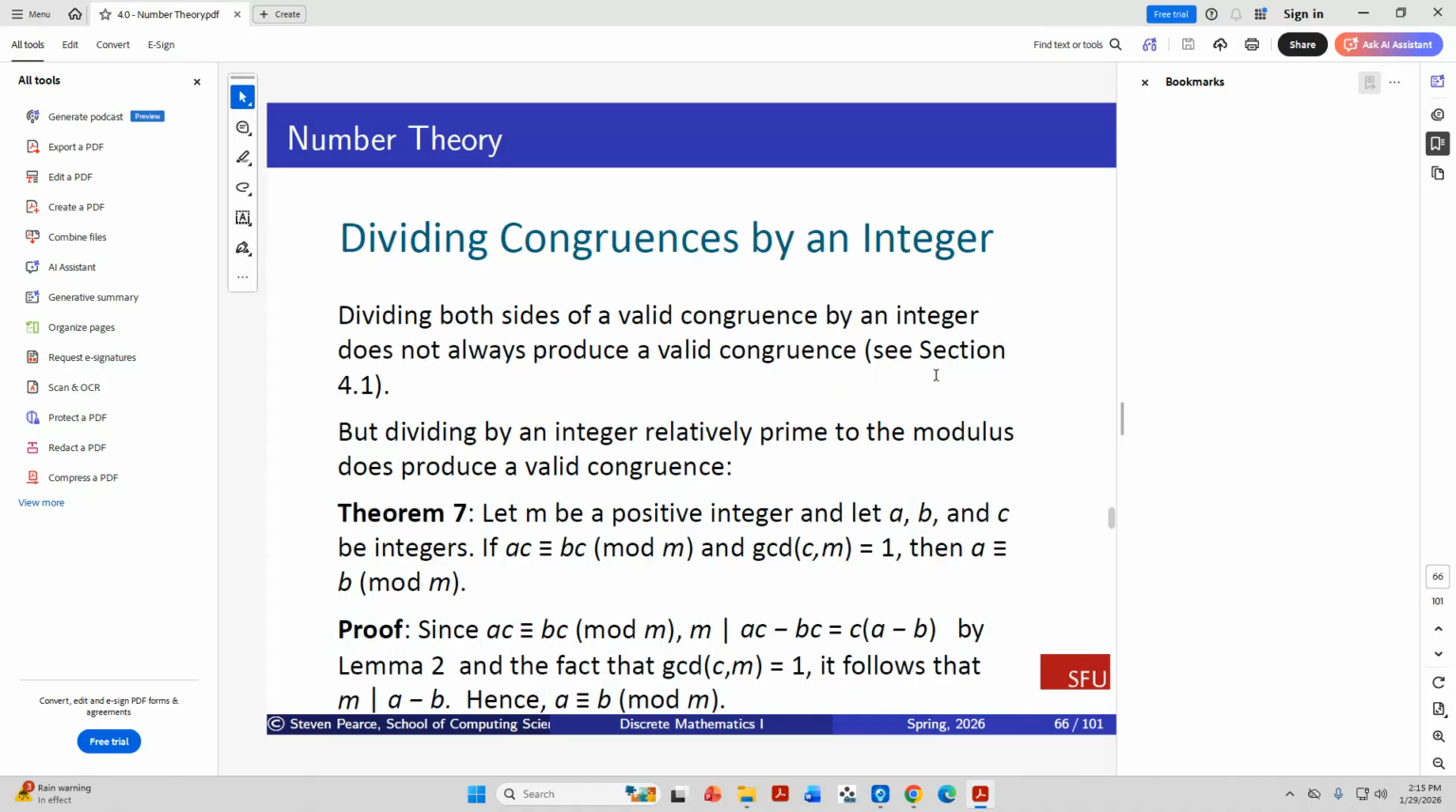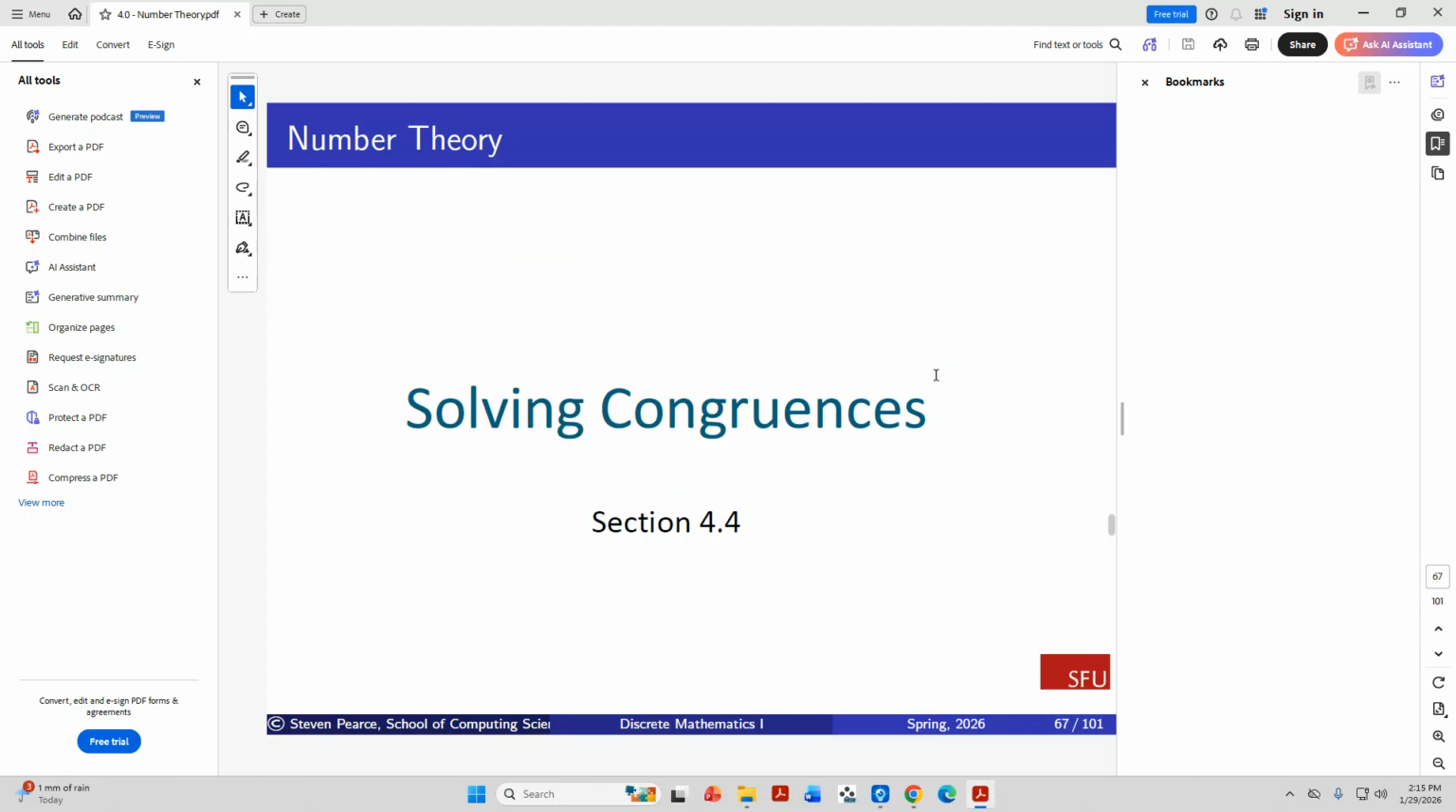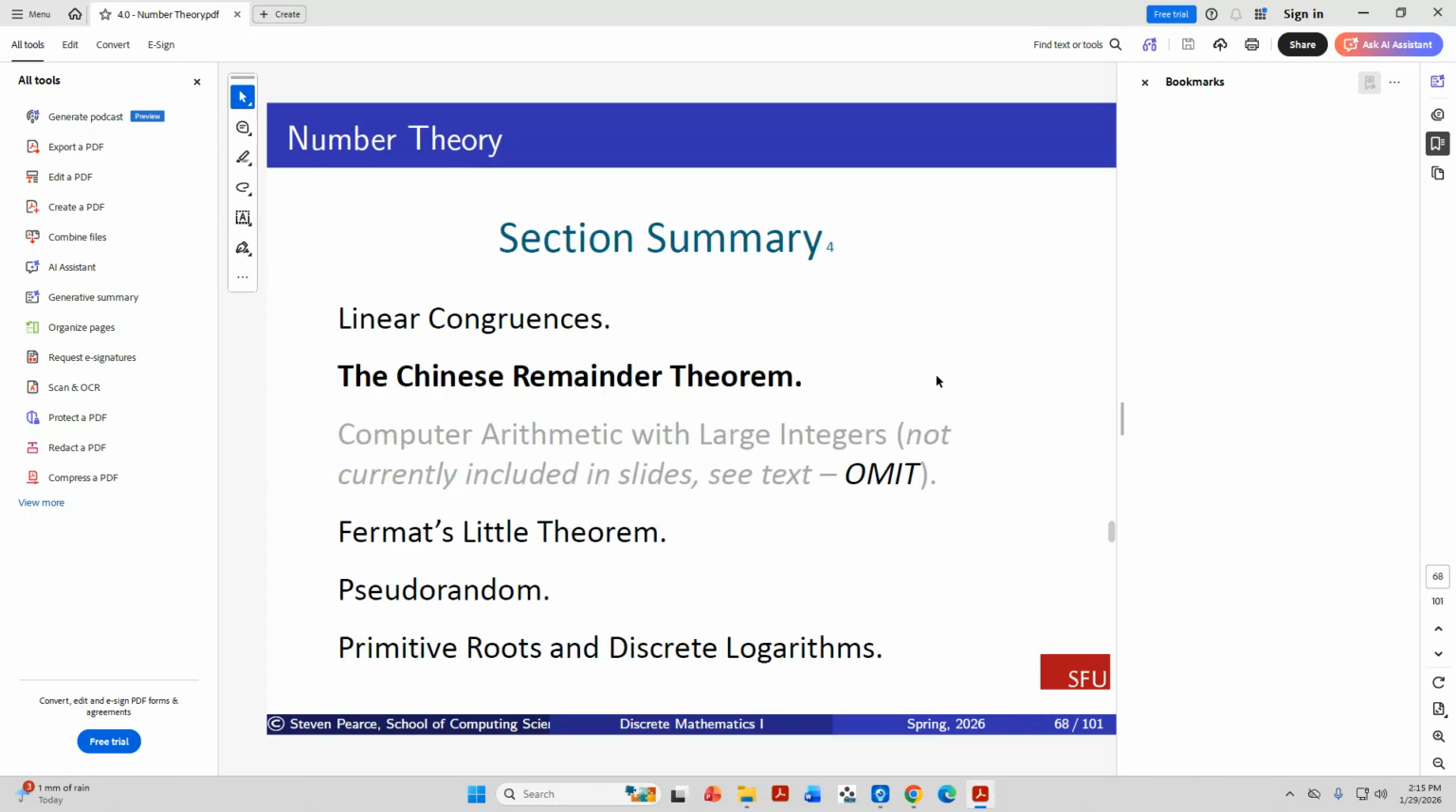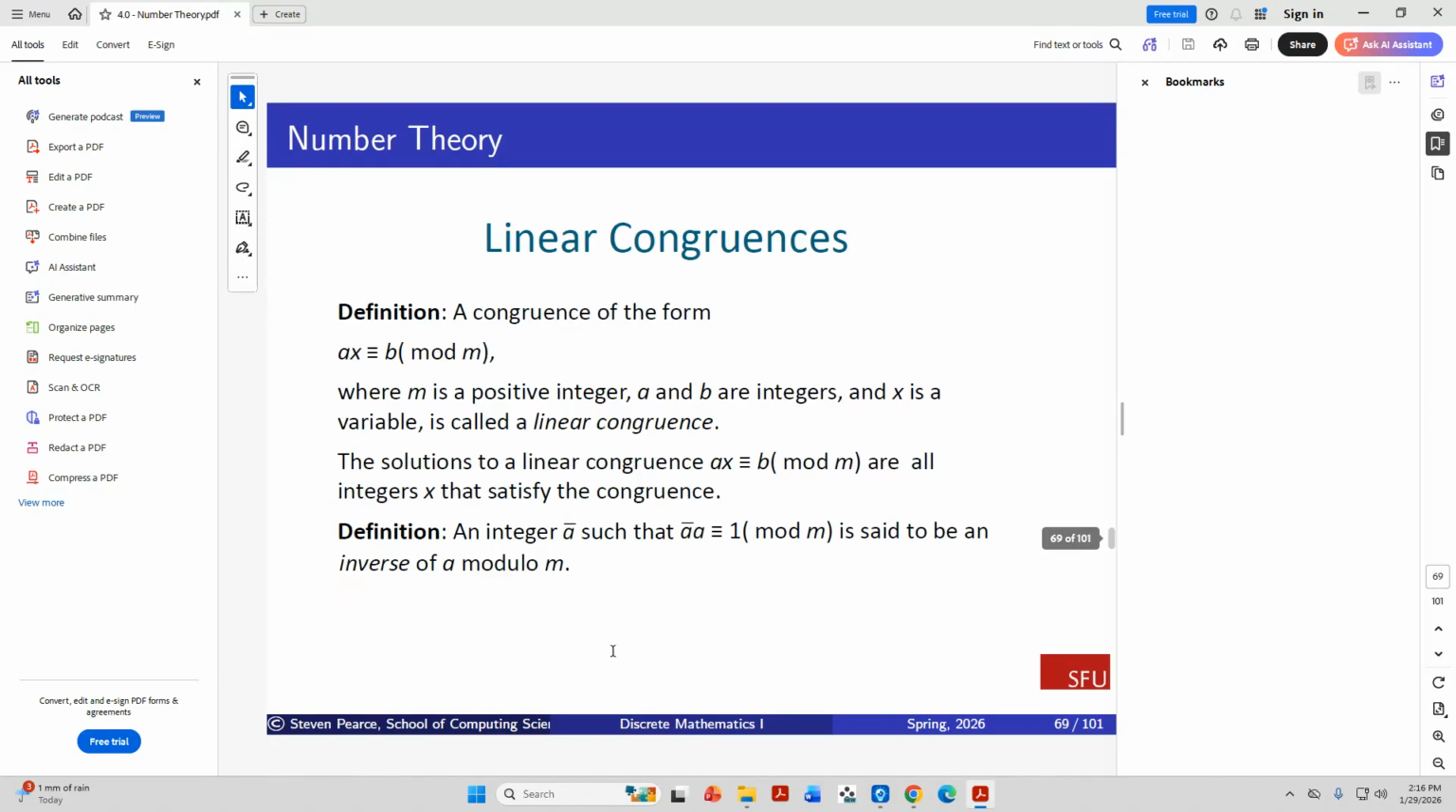Now here's why we ran into problems, and this is as far as we got. Dividing congruences by an integer just doesn't work. It can't deal with fractions. It only works in specific cases where you don't have fractions. So now we're finally into this section, solving congruences: the Chinese remainder theorem and Fermat's little theorem. I don't think we're going to do these, but we'll have a look.